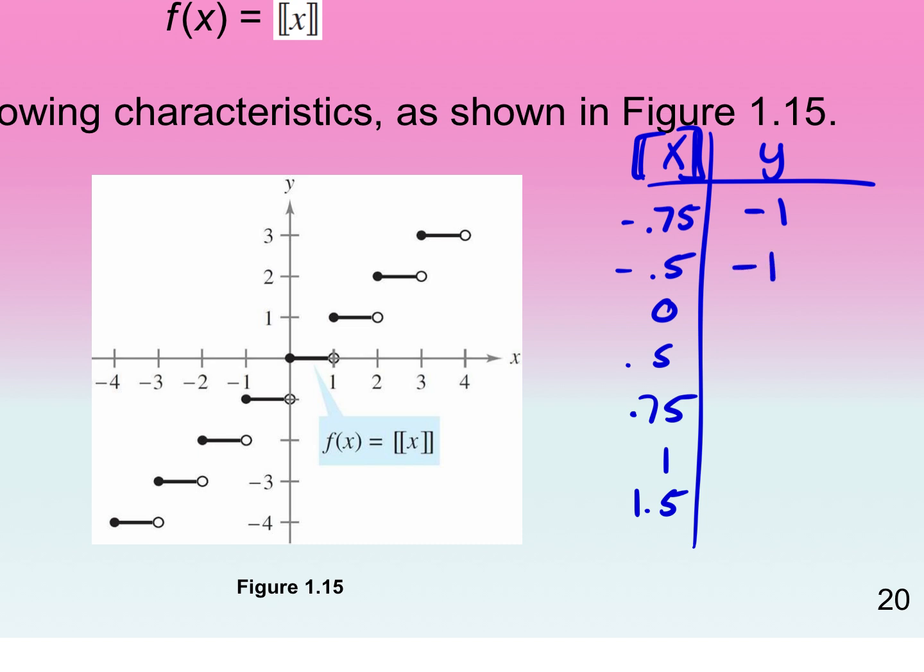What about for -0.5? Also -1. So if I were to graph that, if I go to the left to -0.75, I'd go down to -1, so our point would be here. If I go to the left to -0.5, I'd go down, so our graph would be here. For 0, what's our greatest integer? 0. For 0.5, what's our greatest integer that is less than or equal to 0.5? 0. What about for 0.75? 0. If we graphed those, we'd have a point at 0, 0, 0.5, 0, 0.75, 0. What about for 1? 1. And what about 1.5? 1 also. So 1 would have a point there, and 1.5 would have a point there.